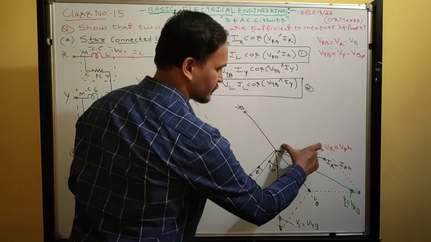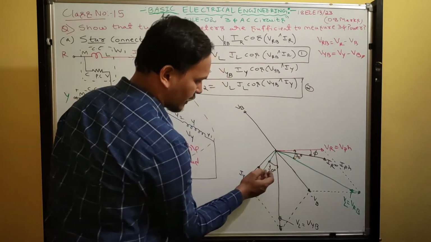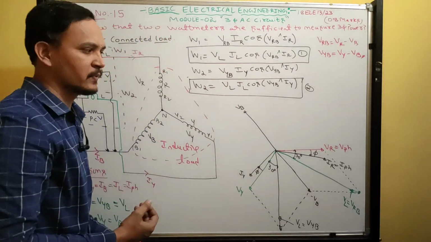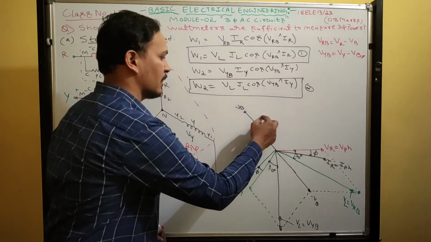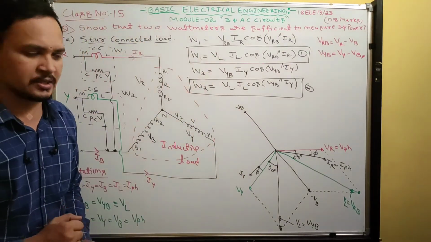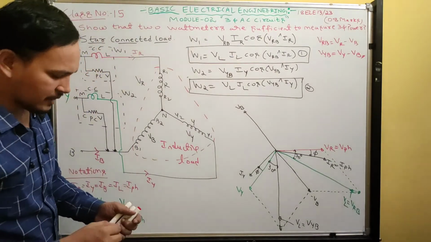Reference starts from here. This is the reference. With respect to that voltage, current in R phase lags by phi. Current in Y phase lags by phi. Current in B phase lags by phi. Now IB you will get here, but that is not required for our analysis. So whatever is required, only for that I drew the diagram.